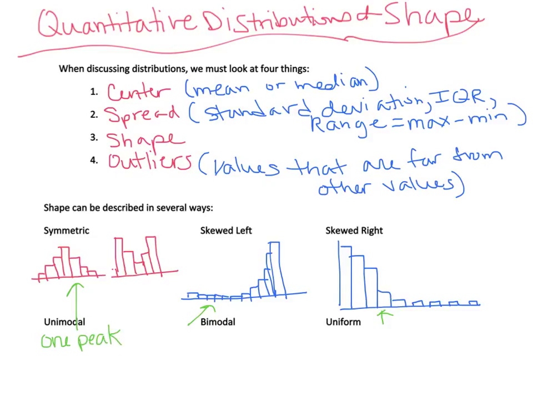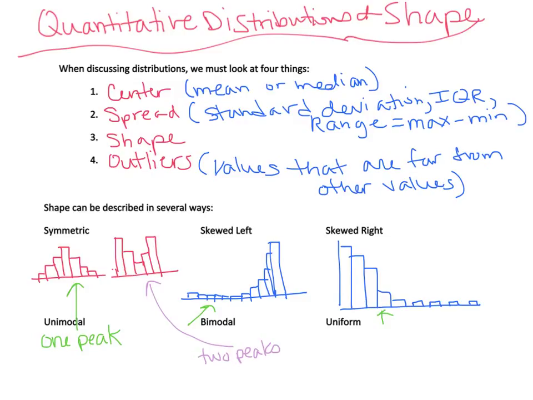Our next word, bimodal, means that it's going to have two peaks. And I actually drew one already. That means you're going to have values concentrated in two different places. So in this case, the one I gave you has values at both ends.